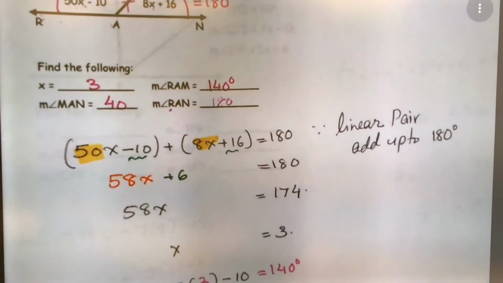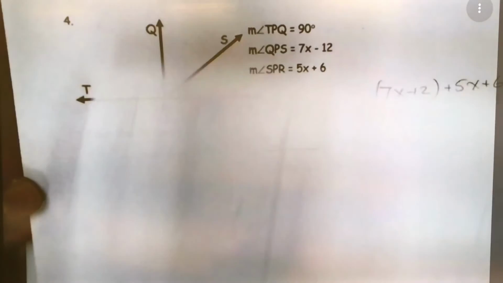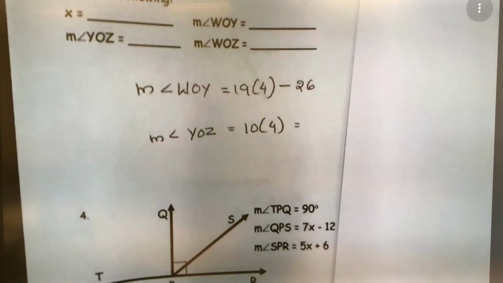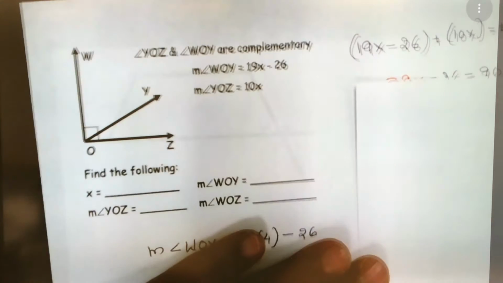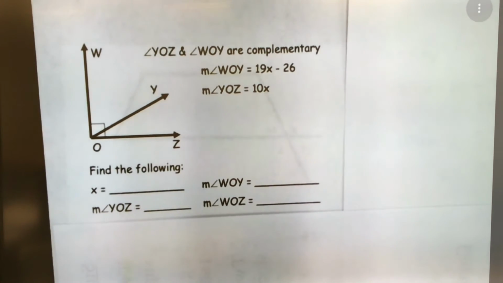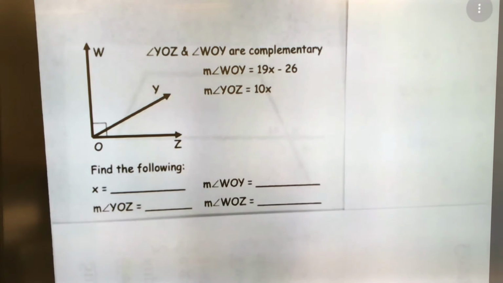So here is the next problem. I hope you can do that by yourself. Just take a moment and try to solve it. I don't want to show you right now. Think about what type of angles they are, and how we can set up the equation. Take a moment. Welcome back. I think you might have read the question.